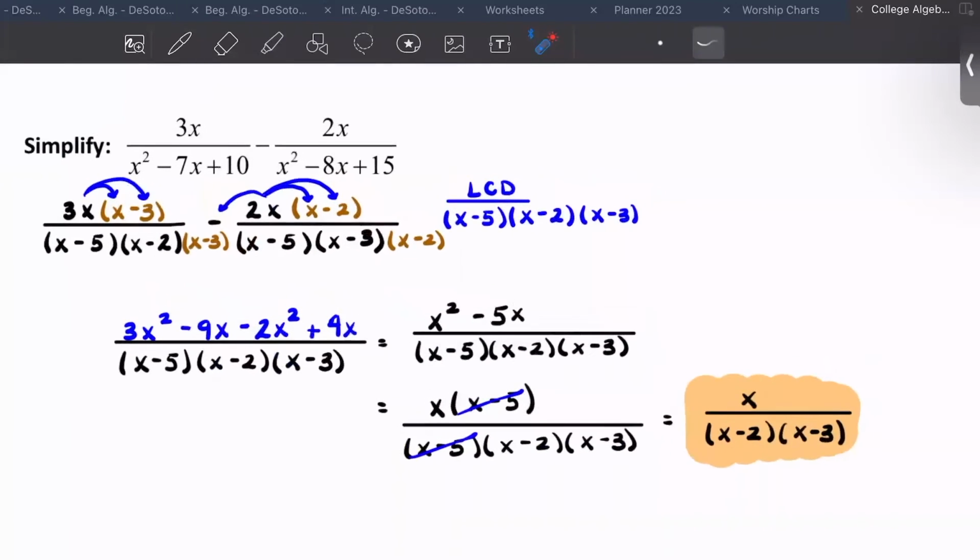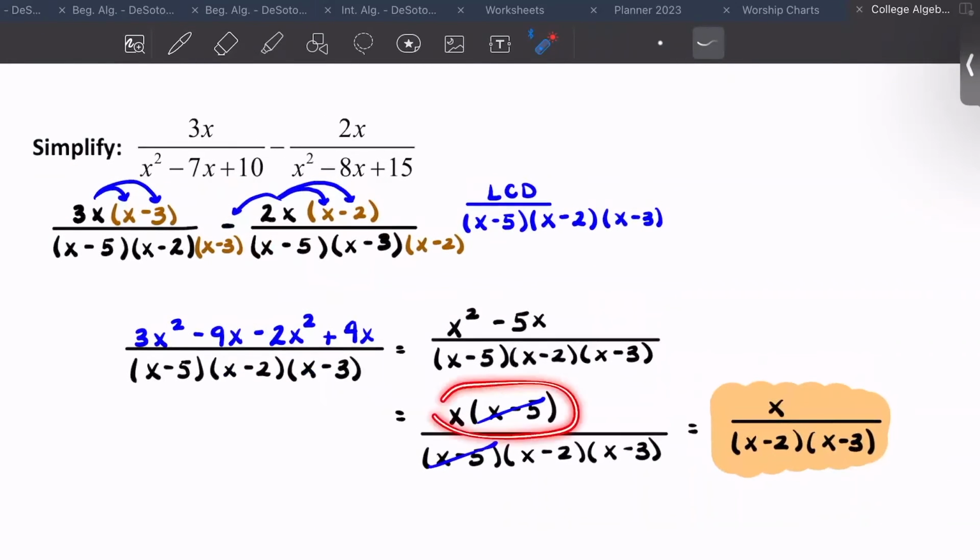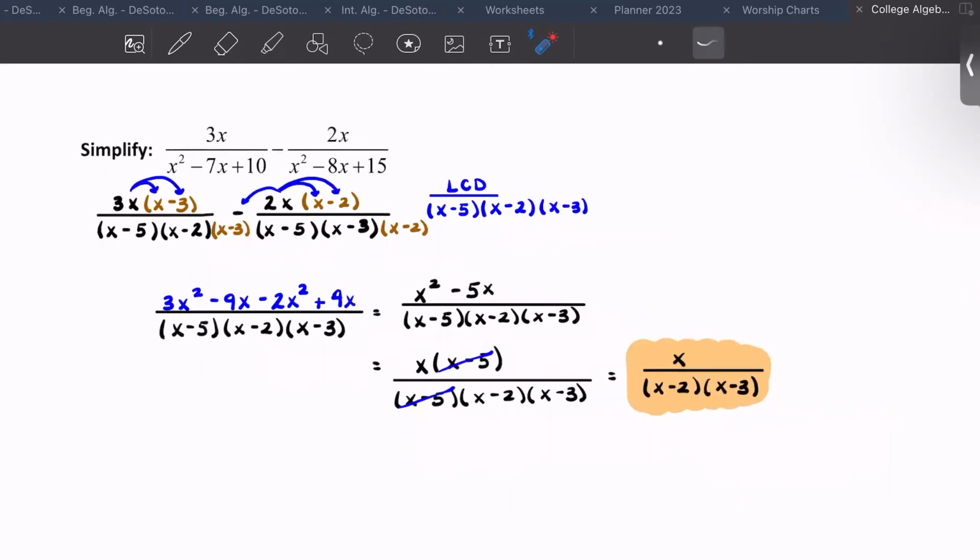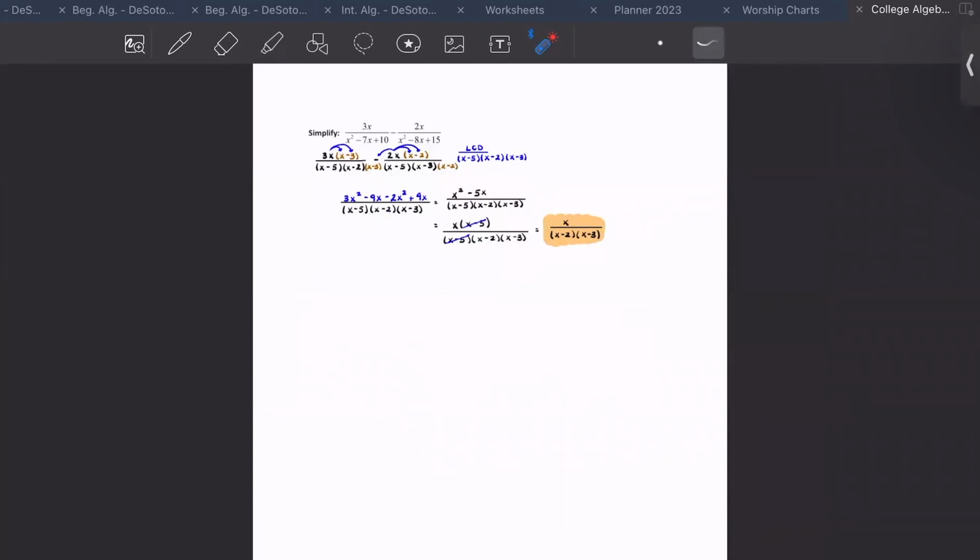And so we had to keep going a little bit here when we factored out the greatest common factor, and then we reduced, and we were left with x over x minus 2, x minus 3, okay?